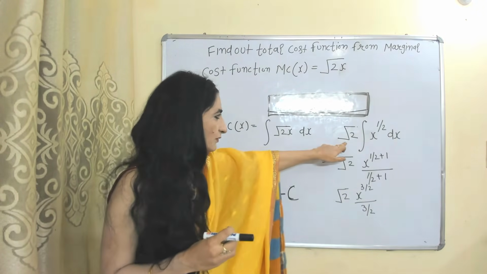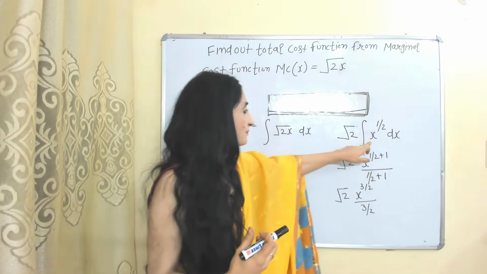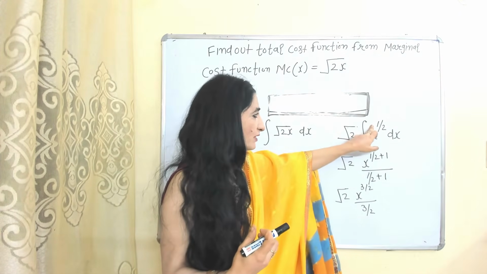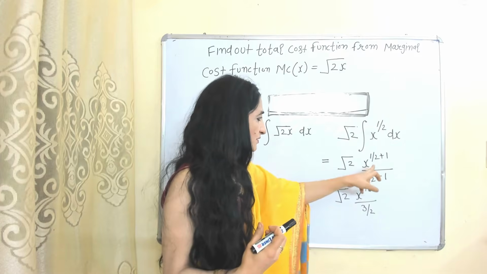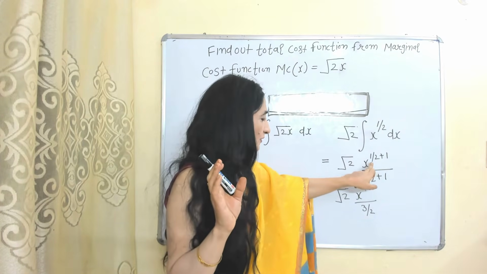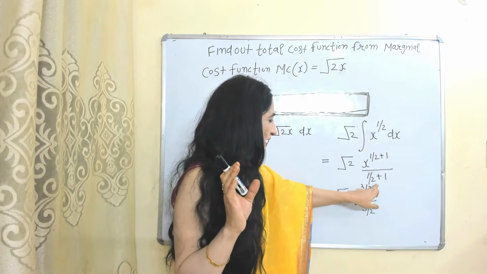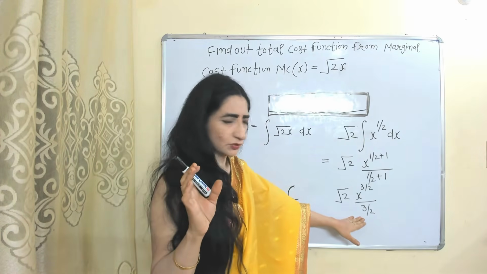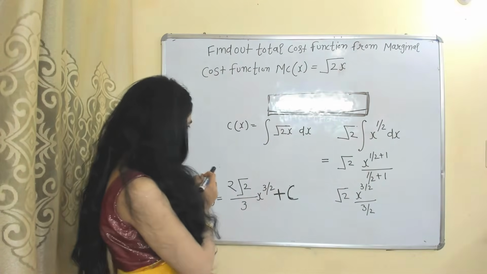Root 2 we will keep out, and in place of root x we can write x to the power 1 by 2. Now simply we will apply the previous rule: 1 by 2 plus 1 divided by 1 by 2 plus 1, and we solve. It will become equal to this. We can also write this like this.